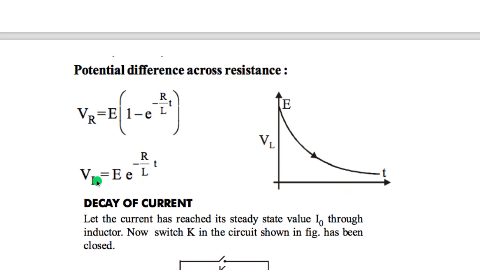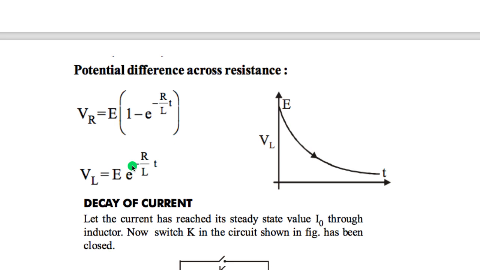Here the value of potential is exponentially decreasing. This is a decreasing quantity; e to the power minus means an exponentially decreasing quantity. This is the peak value of potential, and the potential is going to decrease with respect to time. This is the potential difference across the resistance.